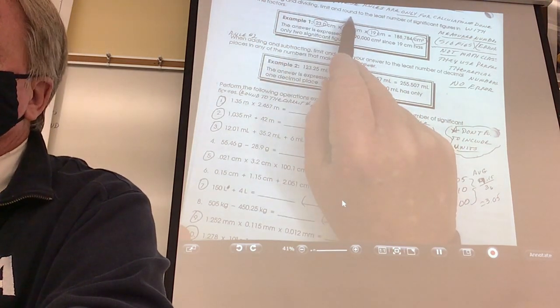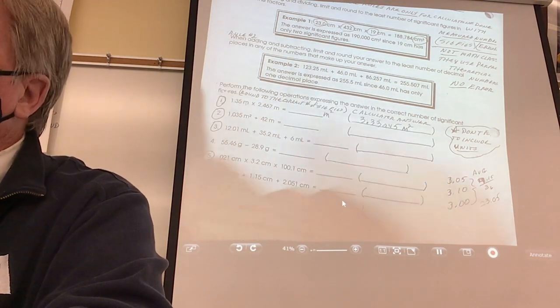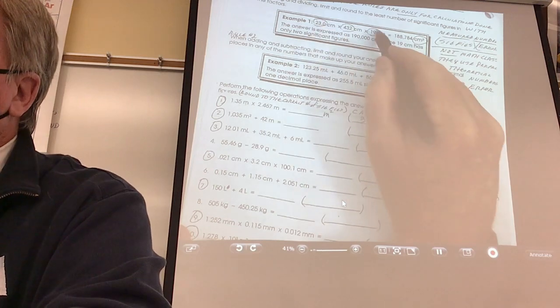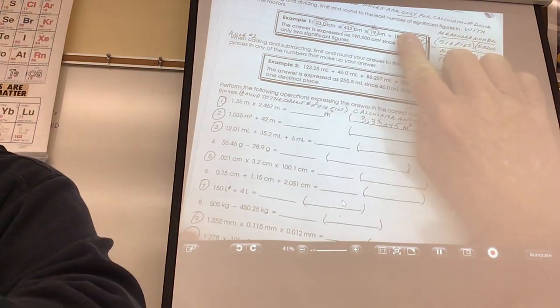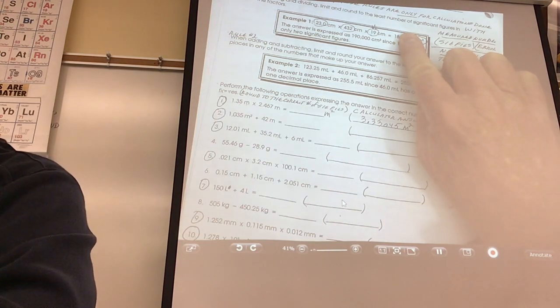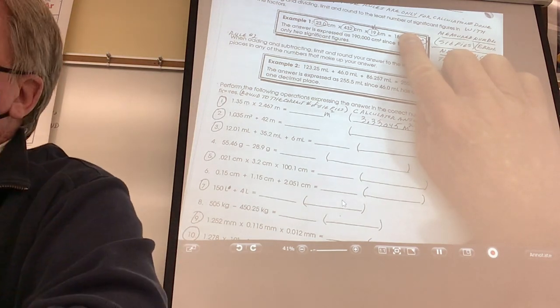So somebody much smarter than me said, when you multiply or divide sig figs, you have to round your answer to the least number of sig figs. What's the weak link in here? The guy that only had 2 sig figs. So watch now, ready? 1, 2. Now, when you round something to 2 sig figs, do you ever look at the next one? Ever?